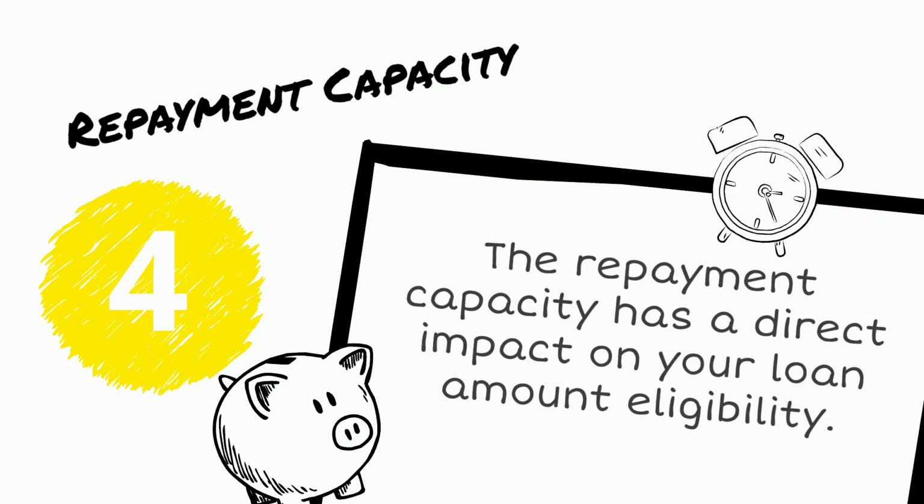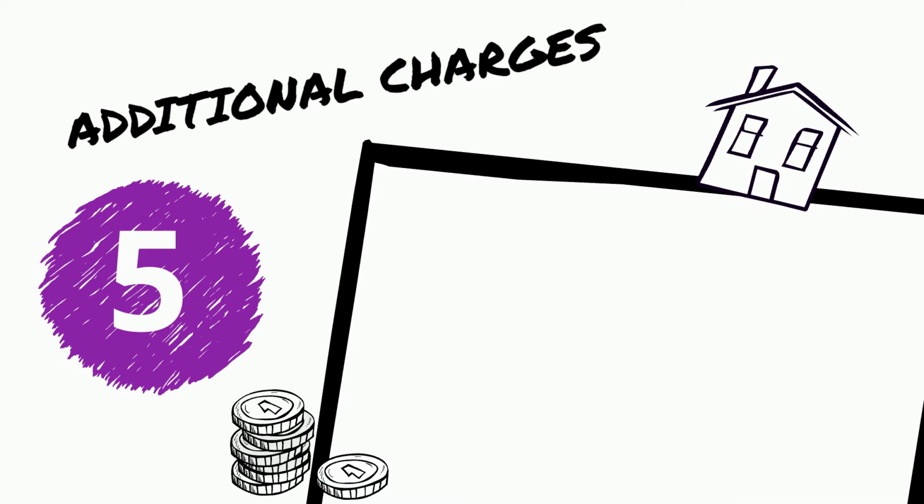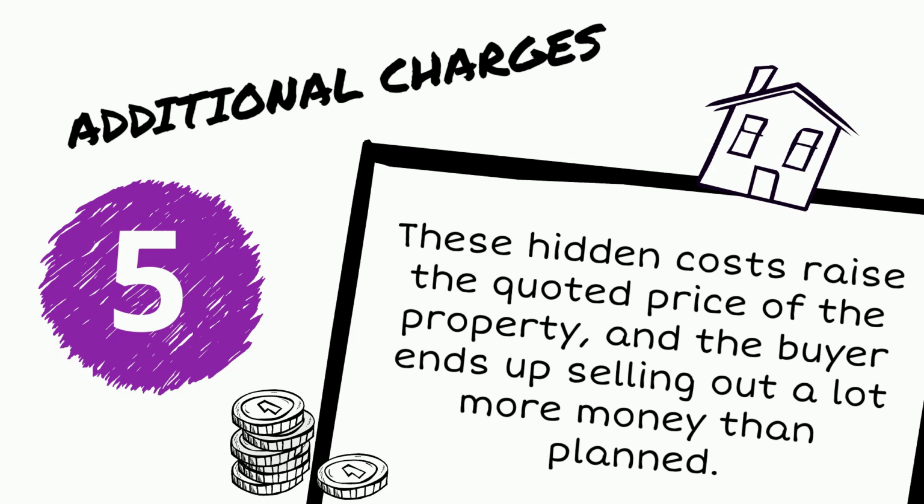Repayment capacity. The repayment capacity has a direct impact on your loan amount eligibility. Additional charges. These hidden costs raise the quoted price of the property and the buyer ends up spending a lot more money than planned.